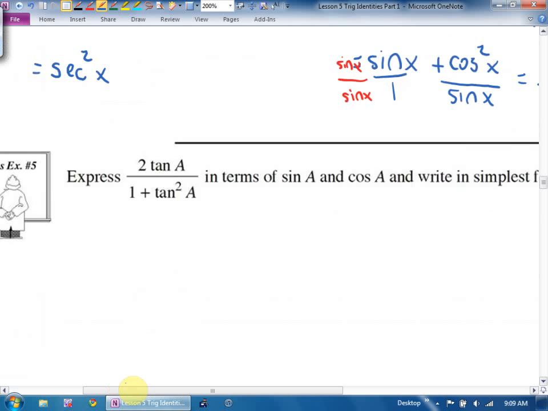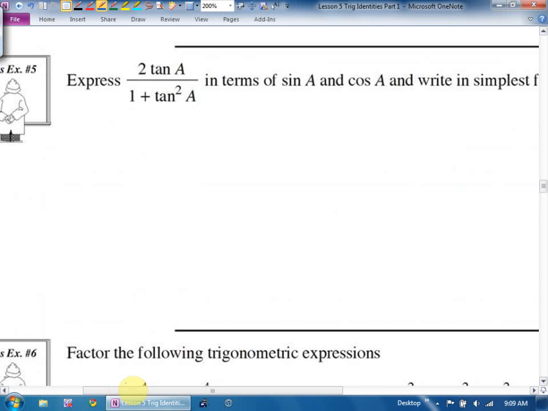Example 2. Express 2 tan A all over 1 plus tan squared in terms of sine A and cos A, and write in simplest form. All right. How many trig functions do I have in this question? 2? Tell me what 2 they are, please. I see tan. Erwin, what trig function do I have in this question? Say it with a big, loud voice for once, my friend. Tan. Darn right. So, Pat, how many trig functions do I have in this question? 1. So I'm not going to write everything in terms of sine and cos.